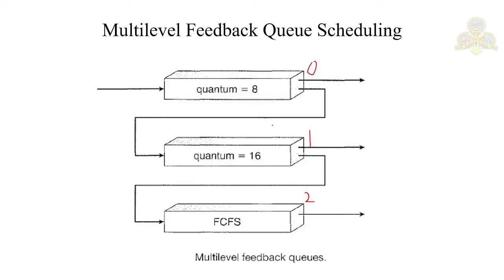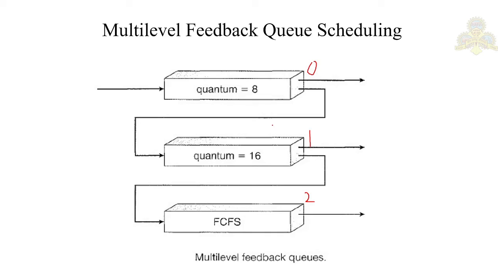As we know, in multi-level feedback queue scheduling, the process can move from one queue to another. The idea here is to separate the processes according to the characteristics of their CPU burst, that is, the time required by the process to complete its execution. If a process uses too much CPU time, it will be moved to a lower priority queue.